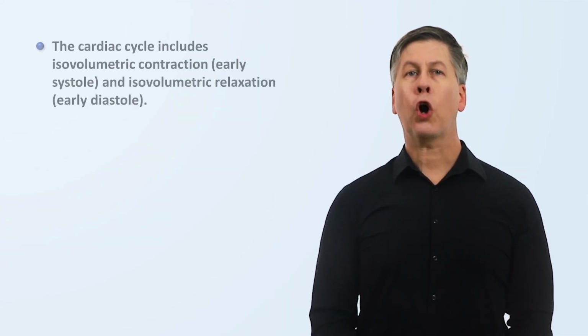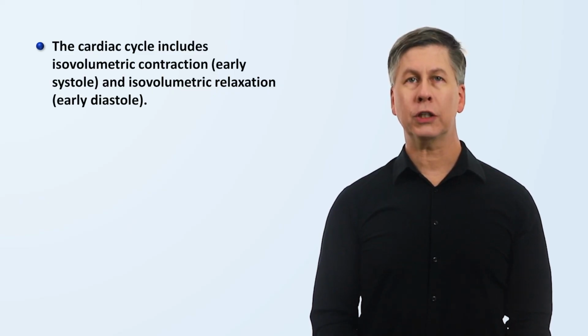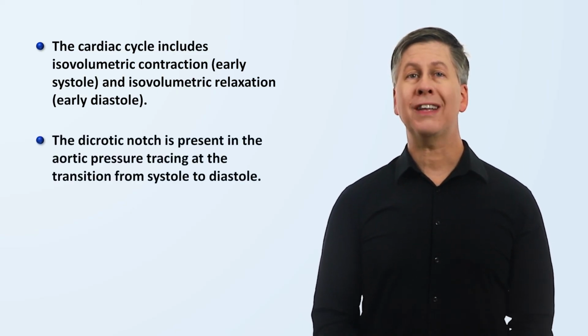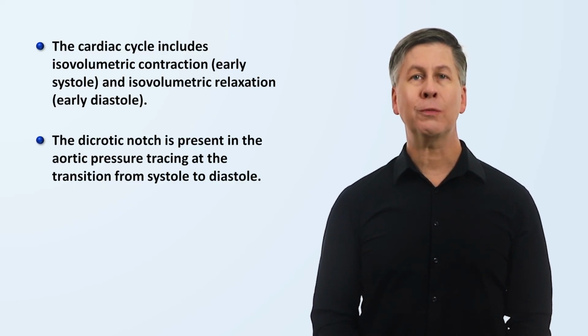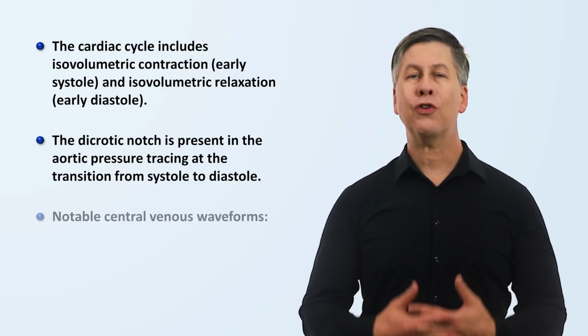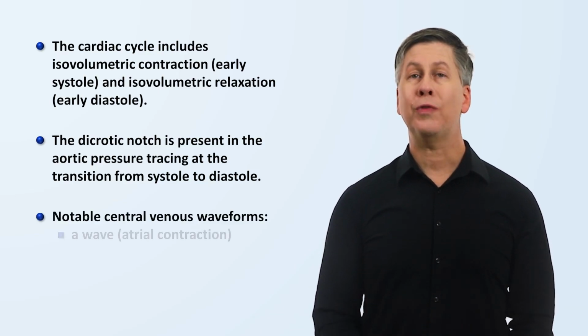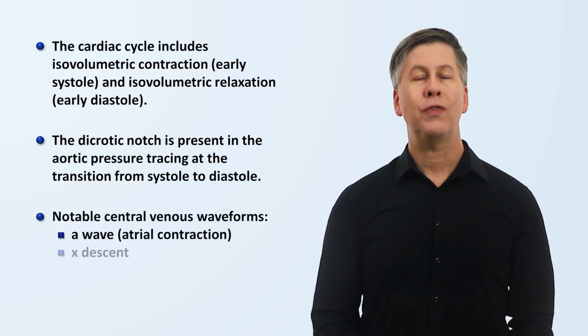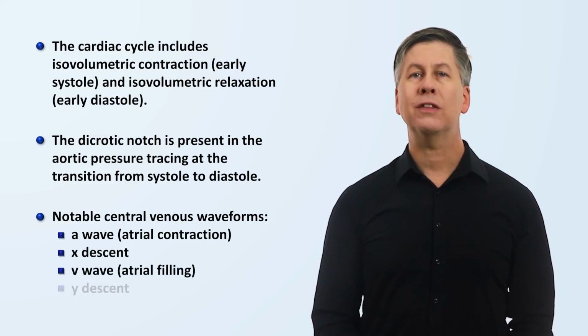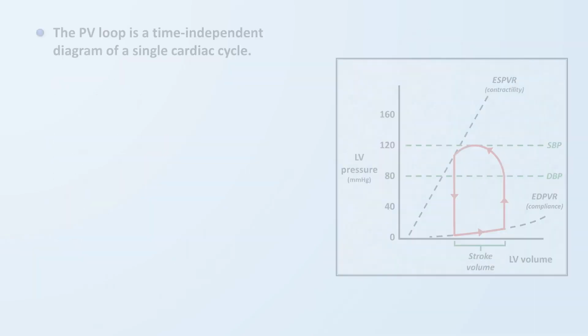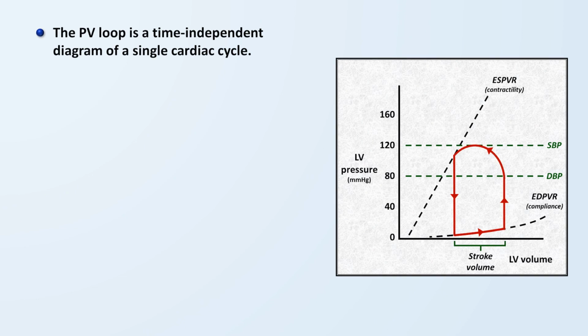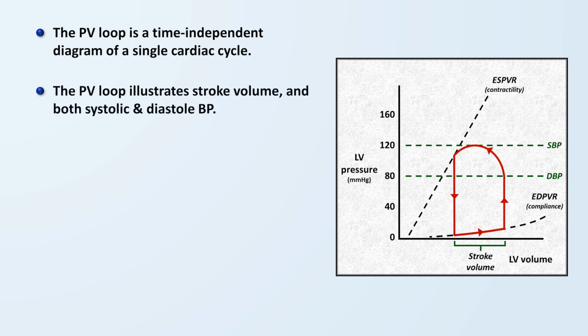In summary, the cardiac cycle includes isovolumetric contraction in early systole and isovolumetric relaxation in early diastole. The dicrotic notch is present in the aortic pressure tracing at the transition from systole to diastole, and notable central venous waveforms include the A wave for atrial contraction, the X descent, the V wave, and the Y descent. The PV loop is a time-independent diagram of a single cardiac cycle. It illustrates stroke volume and both the systolic and diastolic blood pressure.